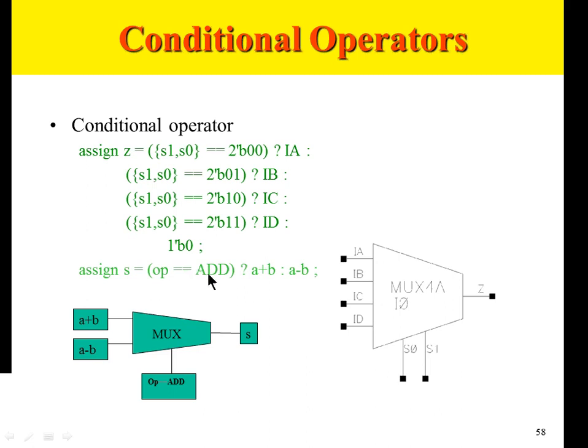If the condition is true, this value, whatever it is, it could be a single value or it could be a combination of some other operations, goes to this assign statement, this signal here. If this condition is not true, then the second value goes to s, this assign signal. That's how a conditional operator works.